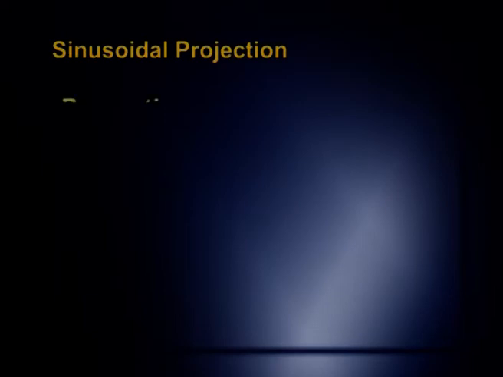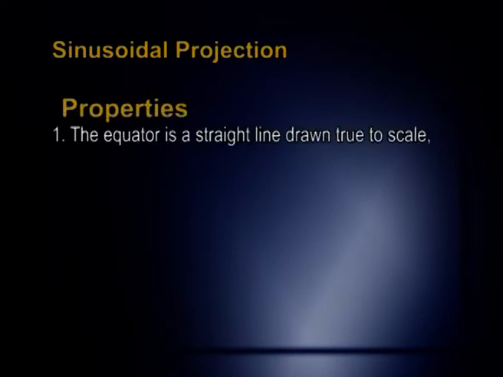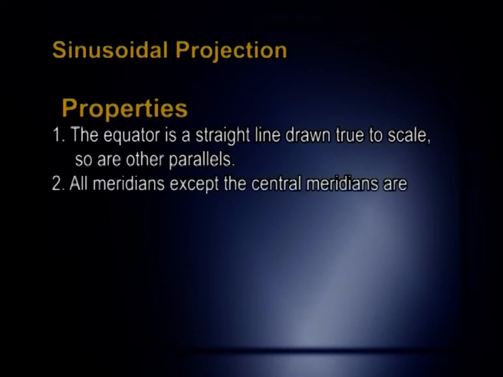Sinusoidal projection. It was developed by Sanson, a French cartographer, and Flamsteed, a British astronomer. It is also called sinusoidal projection because the meridians are represented by sine curves. Properties. Number 1. The equator is a straight line drawn to scale, so are other parallels.